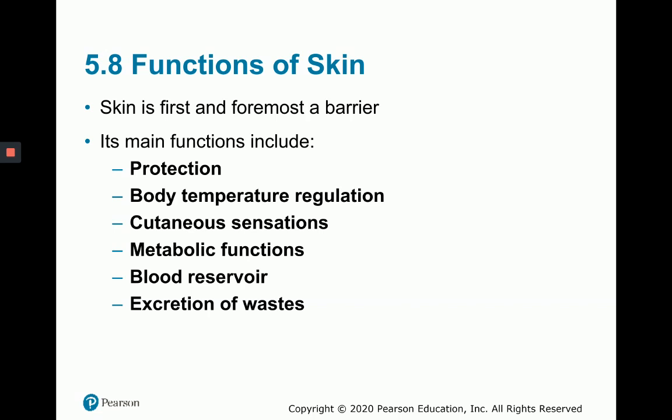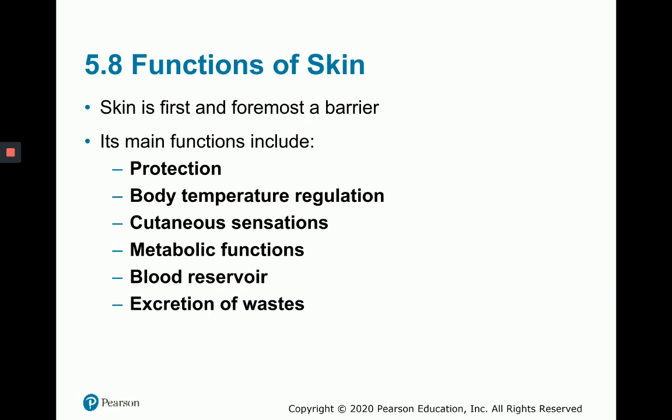The protection function makes a lot of sense. It's made up of many layers of flat cells, if we're looking at its epidermis, and then if we count its dermis, there's a lot of tissue to get through before a pathogen or something that causes a laceration gets to deeper, more damaging tissues. Body temperature regulation has to do with moving blood in and out of dermal capillary loops. Cutaneous sensations: there are tactile discs, Meissner corpuscles, tons of different receptors that react to different neurons.